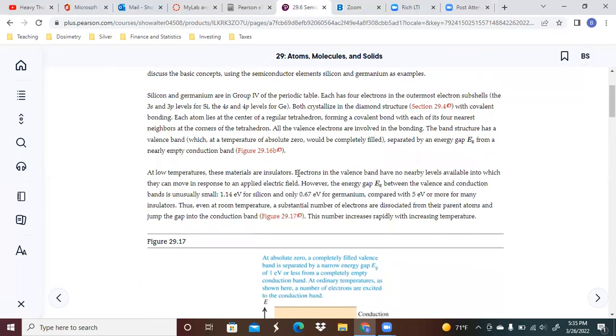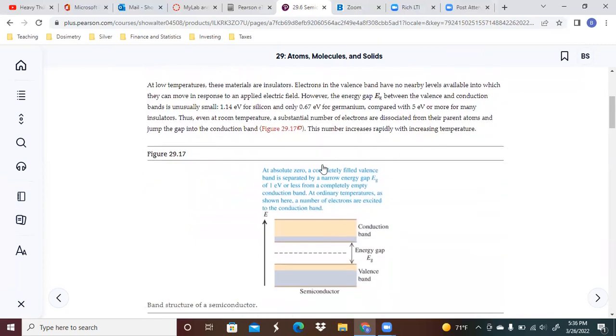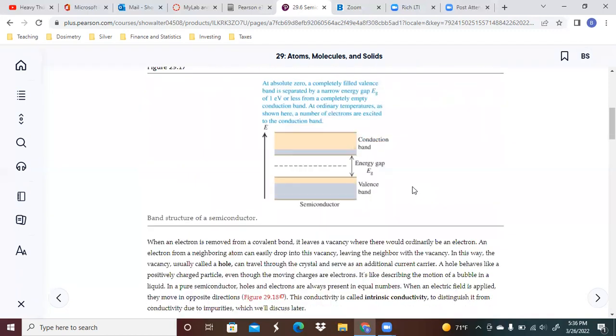At low temperatures, these materials are insulators. Electrons in the valence band have no nearby levels available into which they can move in response to an applied electric field. However, the energy gap between the valence and conduction bands is usually small, compared with 5 eV or more for insulators. Thus, even at room temperatures, a substantial number of electrons are dissociated from the parent atoms and jump the gap into the conduction band. And that number increases with increasing temperature.